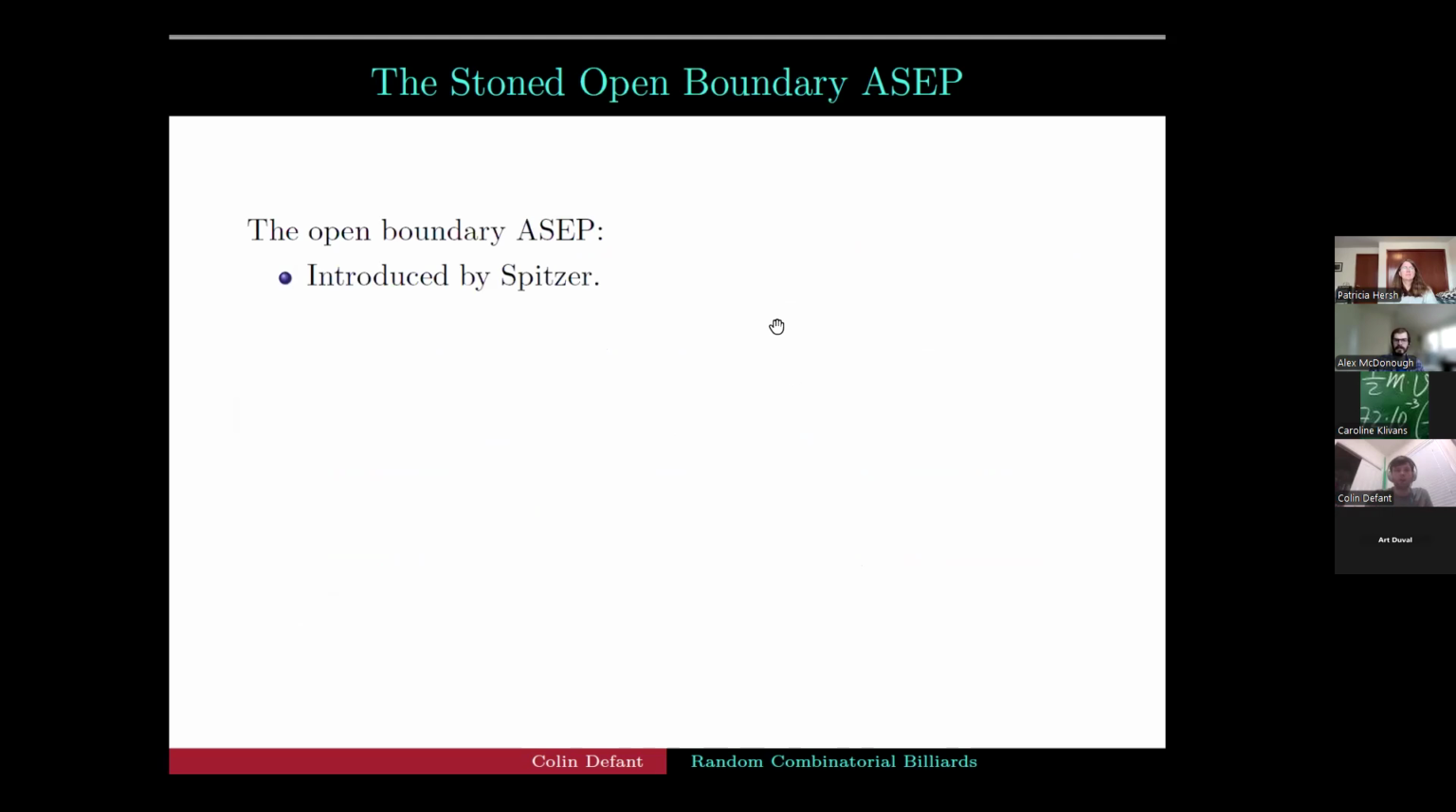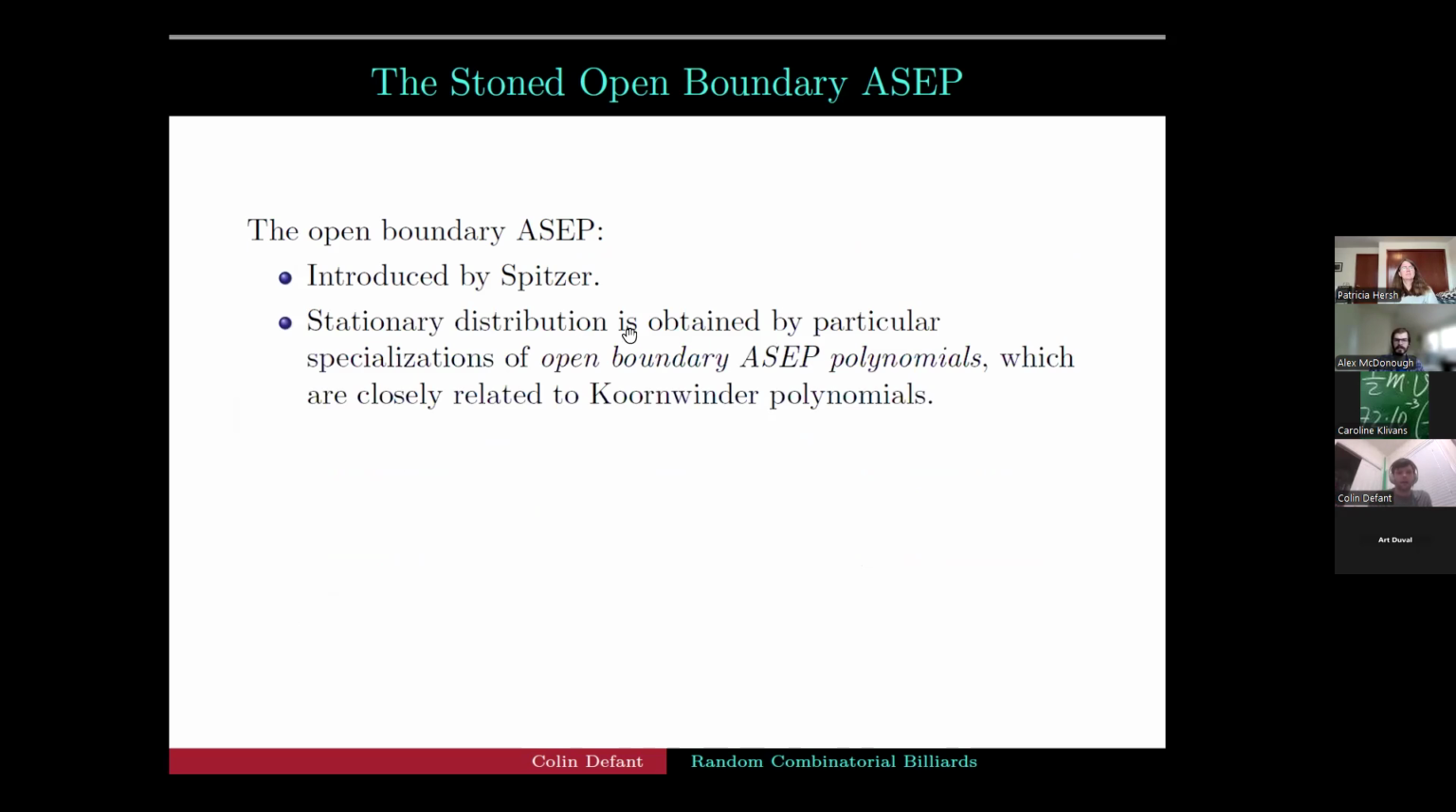Okay, there's also this thing called the open boundary ASEP. This was introduced by Spitzer back in the 1970s. And here, the stationary distribution is obtained by taking these things called open boundary ASEP polynomials and plugging in particular specializations. And these open boundary ASEP polynomials are very closely related to what are called Koornwinder polynomials. So the Koornwinder polynomials are basically type C analogs of Macdonald polynomials. And in the same way that you can add up the ASEP polynomials to get Macdonald polynomials, you can similarly add up the open boundary ASEP polynomials to get these Koornwinder polynomials.